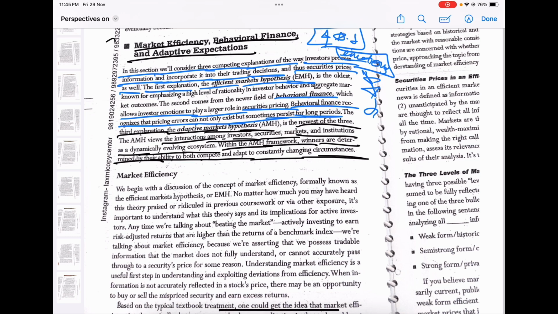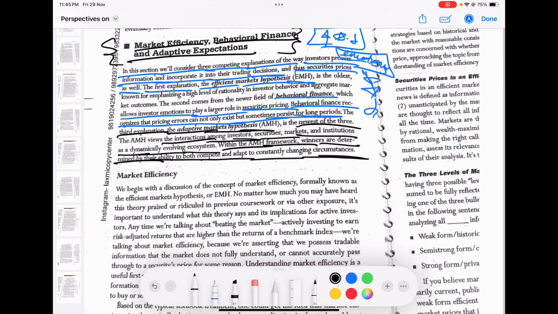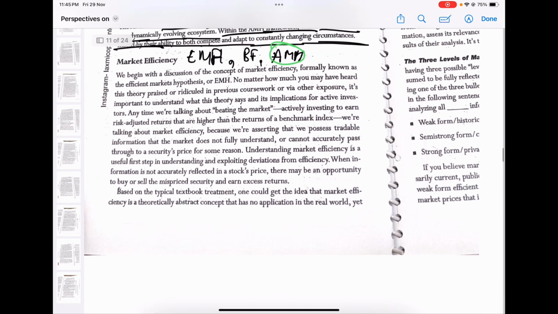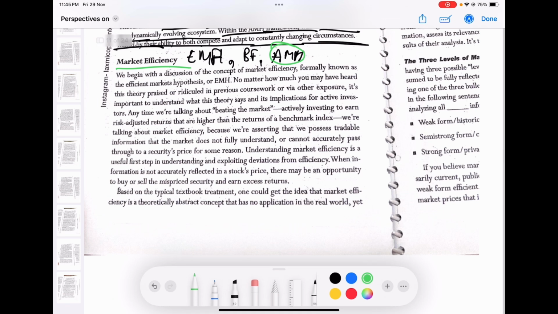Now these are the three things which you need to keep in mind. The first is the efficient market hypothesis. The second is behavioral finance, and the third is the adaptive market hypothesis. Which one is the newest among the three? AMH is the newest among the three. Now, let's talk about market efficiency, right? What is market efficiency? It is also known as the efficient market hypothesis.